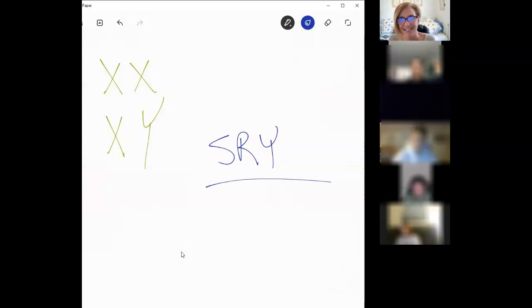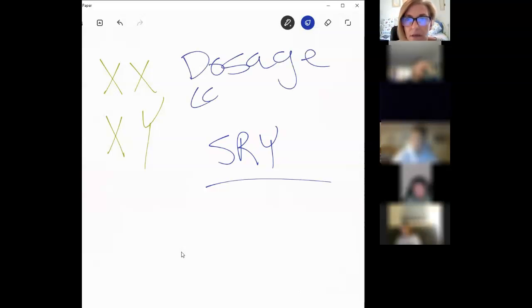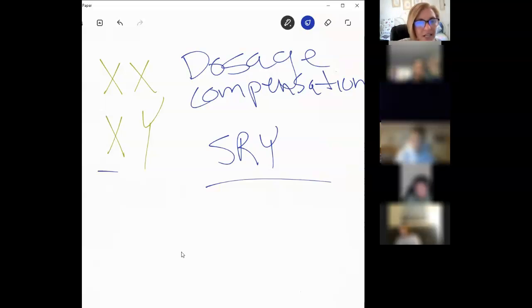Something about the XX, dosage compensation. Since males don't need 2 X's, they get along just fine with 1. That means that females truly don't need 2 X's for all of their genes to be expressed. They only need 1. So for females, one of the 2 X's is turned off in every one of your cells. Flip of the coin on which X that is.